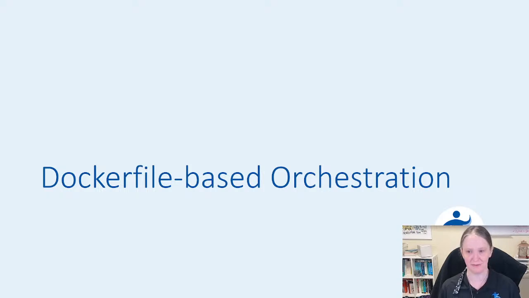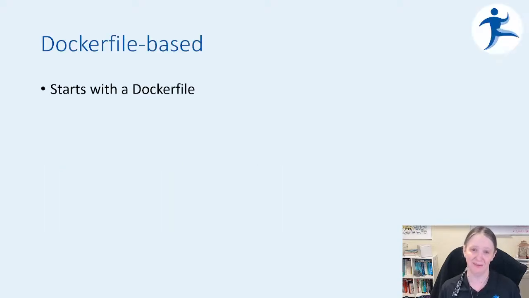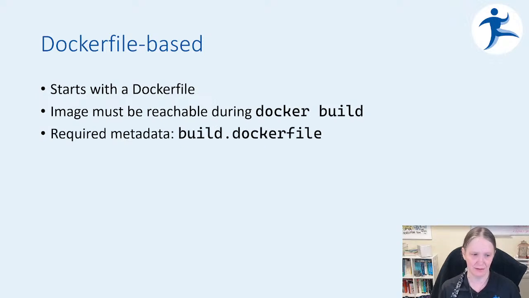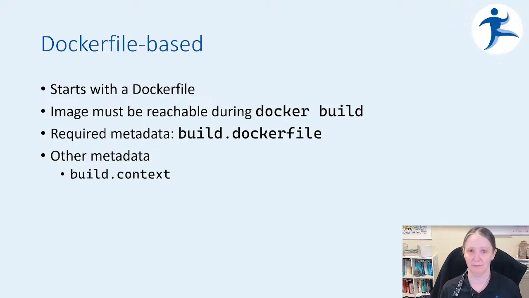Now, Dockerfile-based orchestration. So what's going on with Dockerfiles? Well, it starts with a Dockerfile. In your devcontainer.json, you'll need to make sure that it's called out, but that image again must be reachable during Docker build. Your required metadata is build.dockerfile. That points it to the Dockerfile that you're working with. But there are other pieces that you have access to, so you can set build context, build args, build target, build caching.